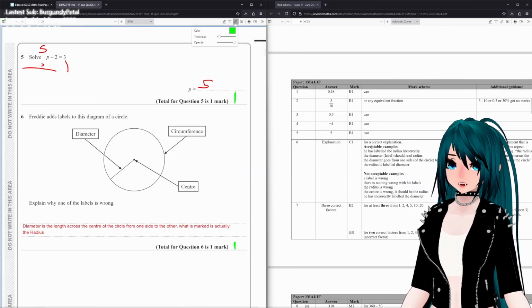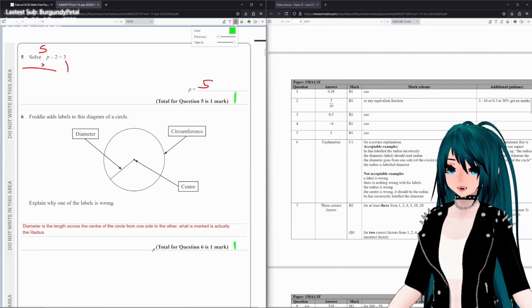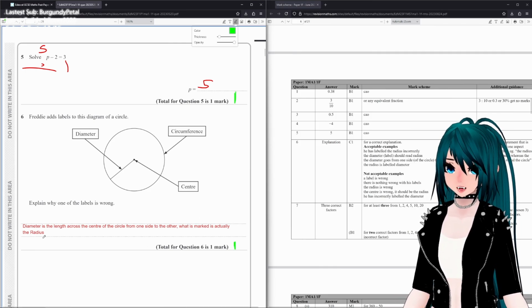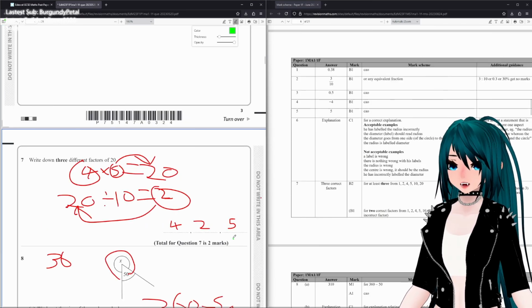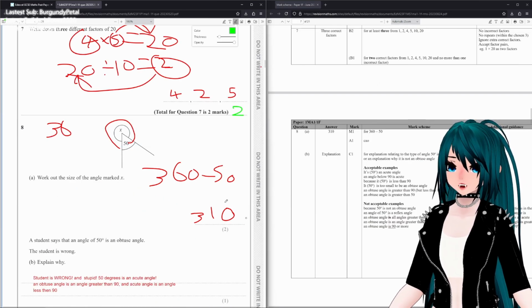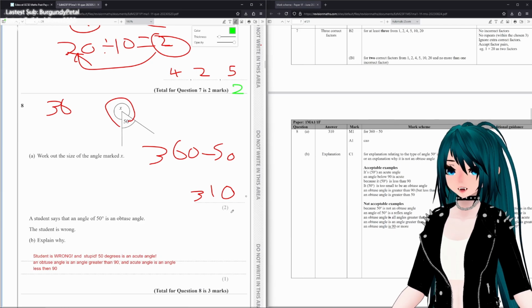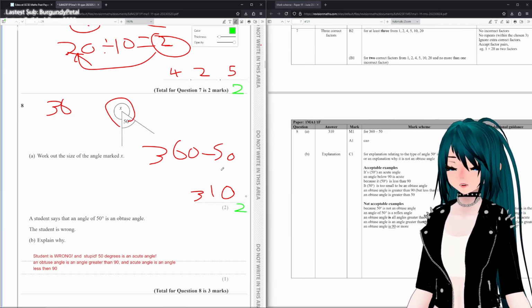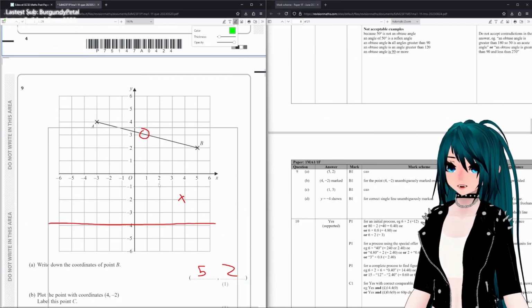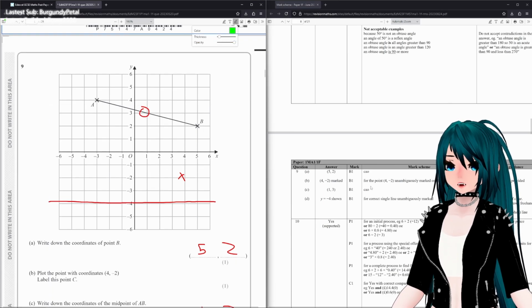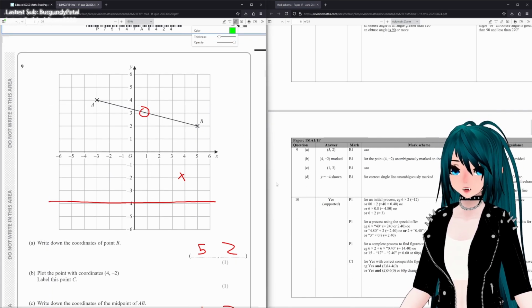I got this right. It says has the label what is actually marked as the radius. That's what I put. Okay, I got 2 marks. 310 is the correct answer. 350. Oh, I get an extra mark for writing this down as well. All right, I got 2 marks for that as well. Oh my god. Okay, this is wrong. Whatever I did here is wrong. Oh no, it's not. Okay, we got 5-2.